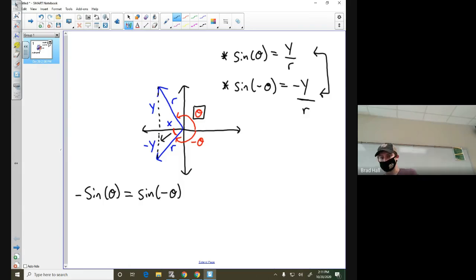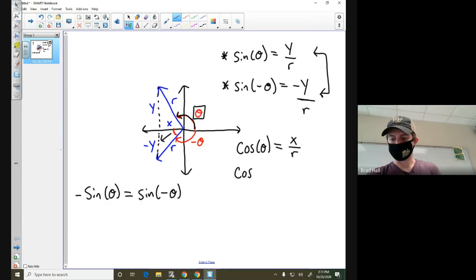And so we can honestly do the same thing for cosine as well. Cosine of theta, remember theta being the top angle, it's adjacent over hypotenuse. And what about cosine of negative theta? Just this one over here. Adjacent here is x, and that's still over the hypotenuse, r. That's kind of interesting. They look the exact same.